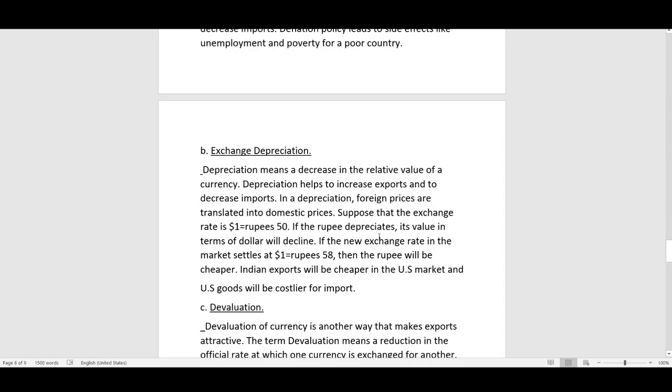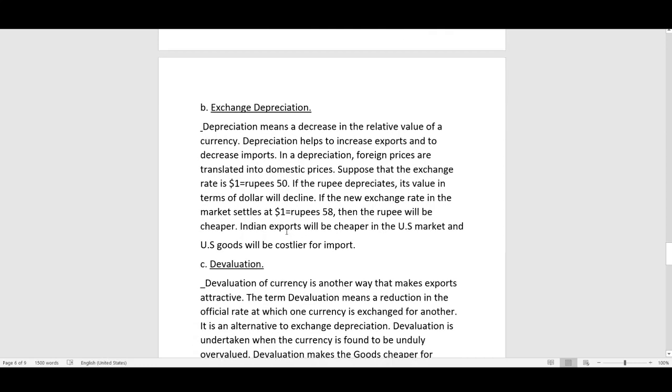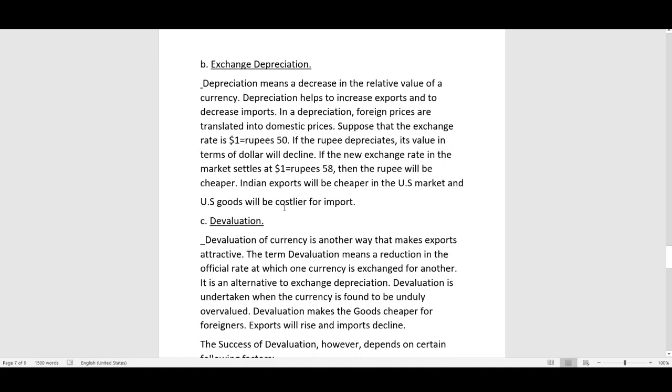If the rupee depreciates, means decreases its value in terms of dollar, and the new exchange rate in the market settles at $1 equal to 58 rupees, then the rupee will be cheaper. Indian exports will be cheaper in the US market and US goods will be costlier for import.